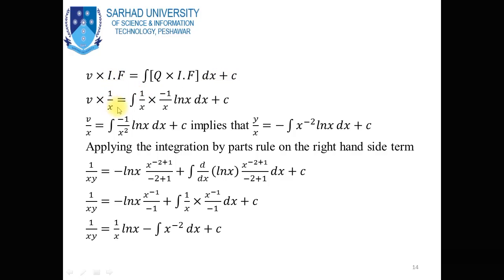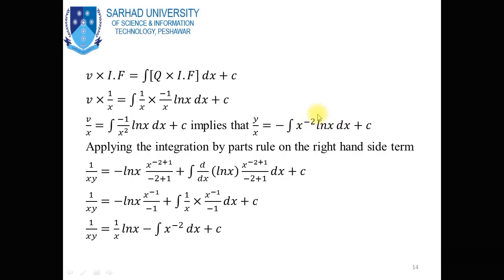Now putting the integral factor 1 over x, and the q function is minus 1 over x natural log of x, and this expression can be written as minus 1 over x square natural log of x, and this implies that v by x is equal to minus integration of natural log of x times x power minus 2 dx plus c. So v by x is equal to minus integration of x power minus 2 natural log of x with respect to x plus c.